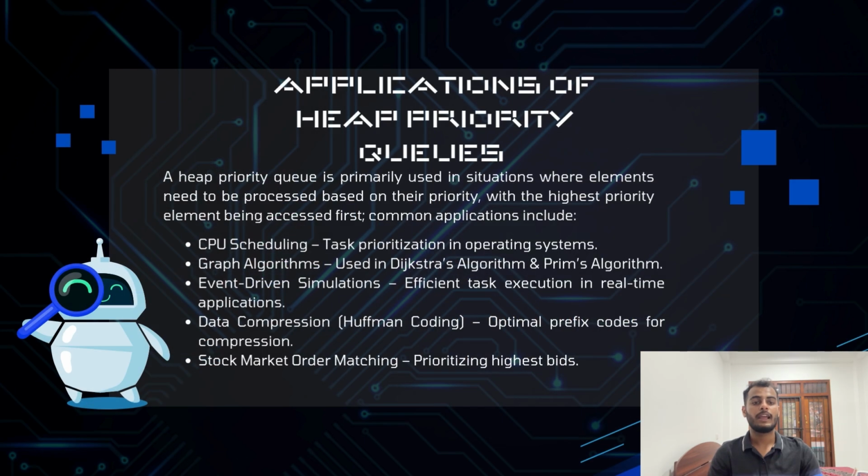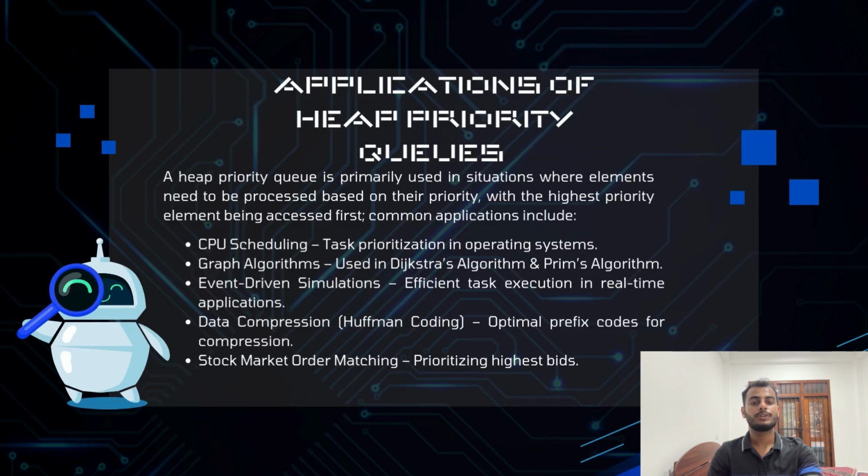Now let's talk about applications of heap priority queues. A heap priority queue is primarily used in situations where elements need to be processed based on their priority, with the highest priority element being accessed first. Commonly, applications include CPU scheduling, graph algorithms, event-driven simulations, data compression, and stock market order matching.